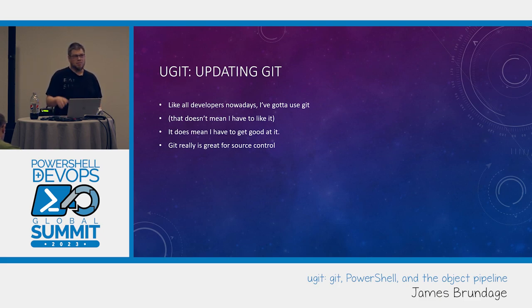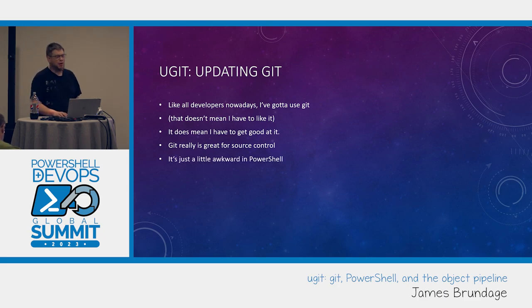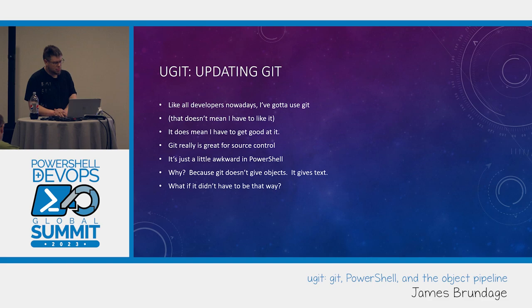And that reason is basically branches. But it gets just a little bit awkward in PowerShell, and this is because it does one of those cardinal PowerShell sins that we expect from every executable. It doesn't give objects. It gives you text. That really shouldn't be. What if we could do something about that?